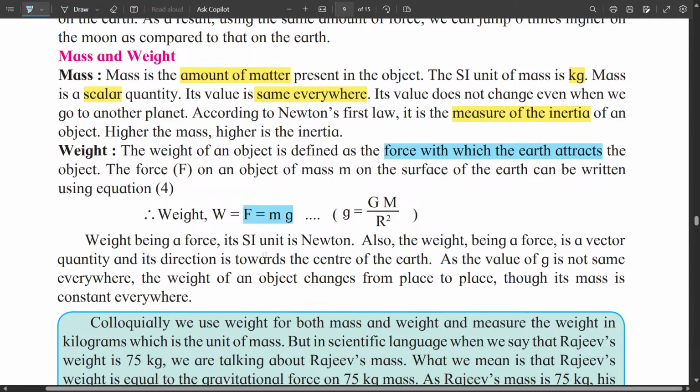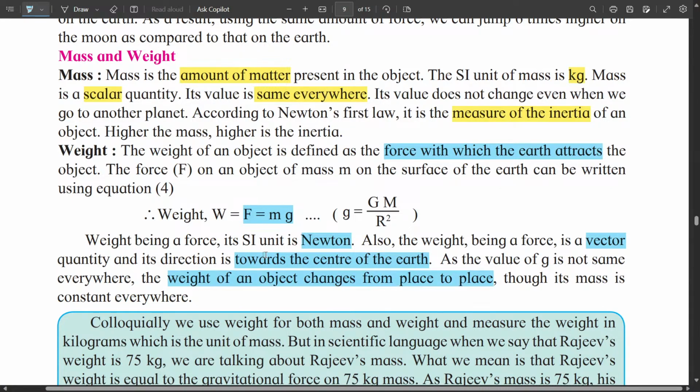Weight being a force, its SI unit is Newton. Force, we know, is a vector quantity, it has a direction, and the direction of gravitational force is always towards the center of the Earth. As the value of g is not the same everywhere, weight of an object changes from place to place.